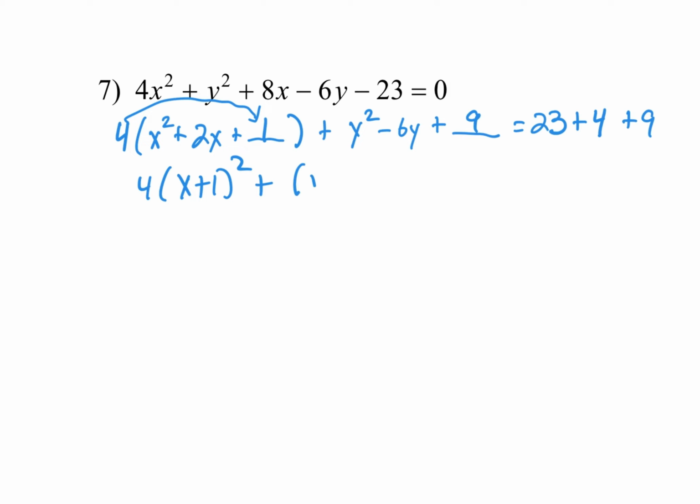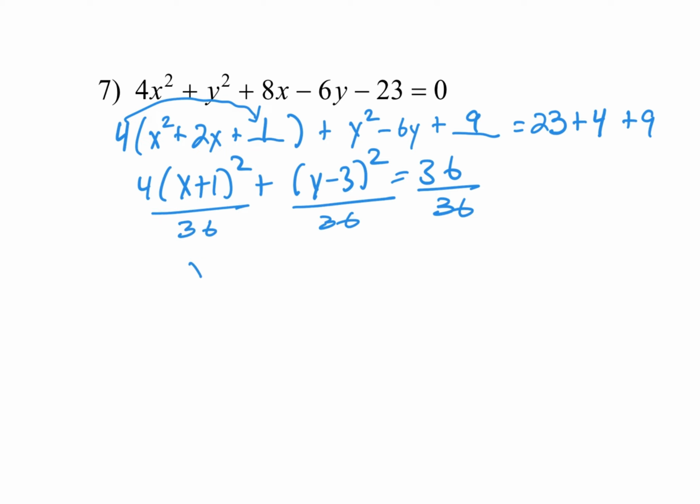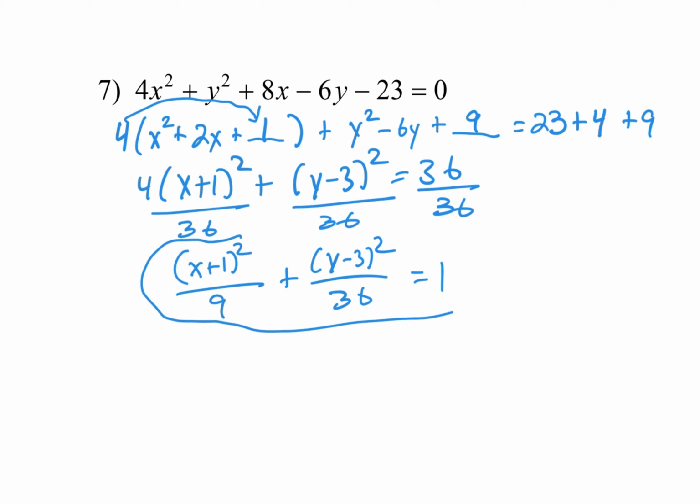plus (y minus 3) squared equals 36. Divide by 36. 4 goes into 36 9 times, plus (y minus 3) squared over 36 equals 1. There is our solution. If we asked you for the center, the center's at negative 1, 3.